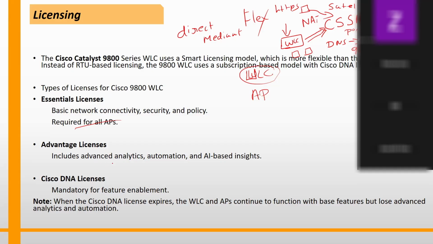Okay, so types of licenses: base, essential, advantage, and Cisco DNA licenses. Advantage license includes advanced analytics, automation, and AI-based insights. So this 9800 follows the DNAC style of licensing, the DNA style of licensing, where it has advantage and essential. Cisco DNA licenses are mandatory for feature enablement. When the Cisco DNA license expires, the WLC and APs continue to function with base features but lose advanced analytics and automation. These features will be lost.